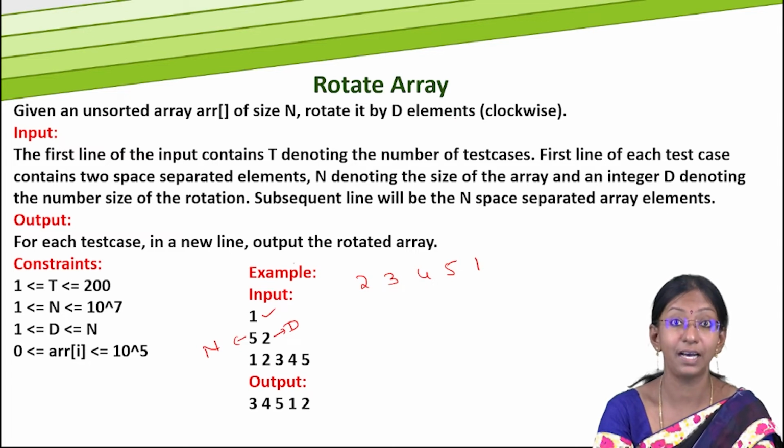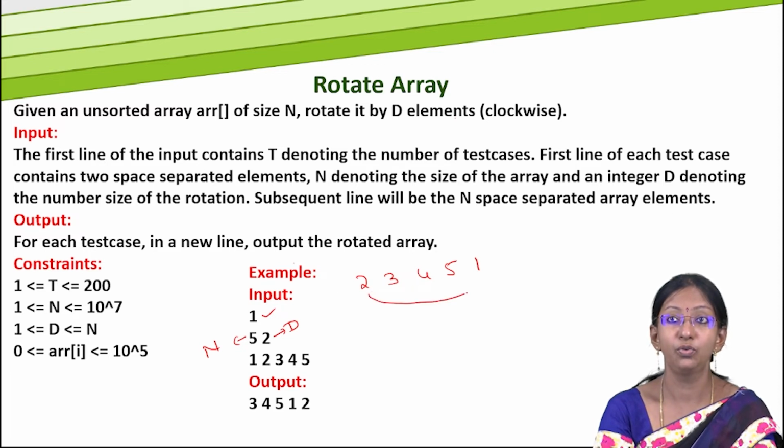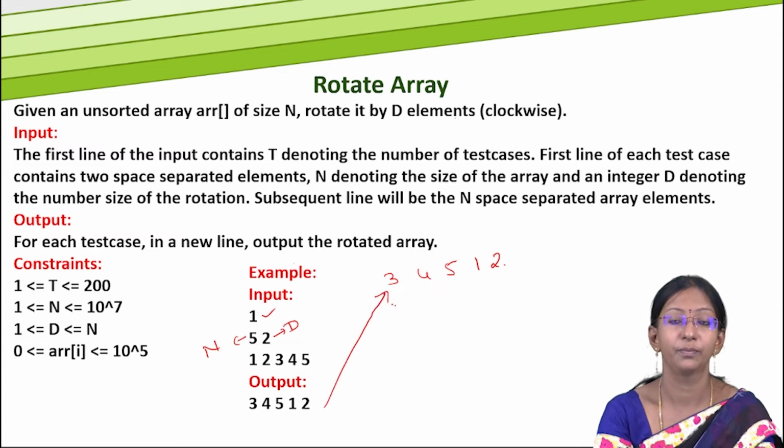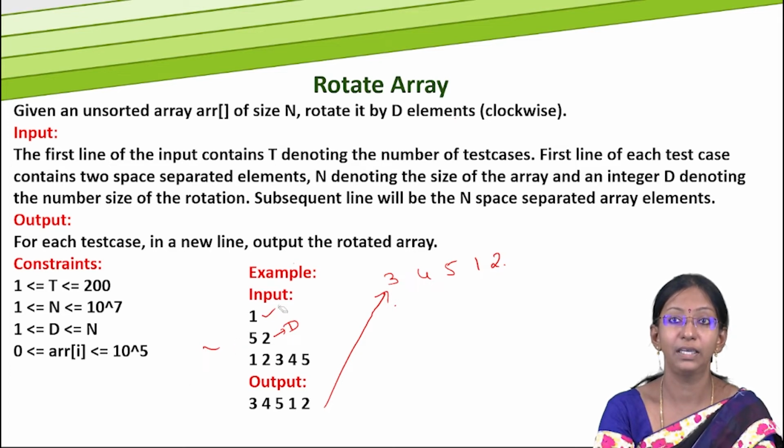Second rotation. He has asked for 2 rotations, guys. So I have to move 2 to the last. Then the change you're going to get is something like this. Can you map these two? So this is the final result you need to get. I hope the question is quite clear, guys.